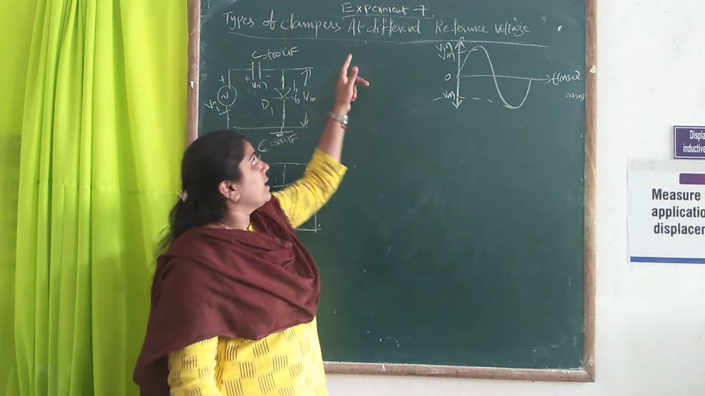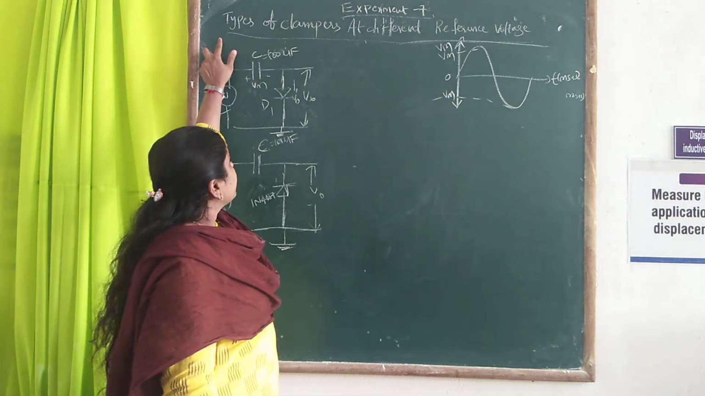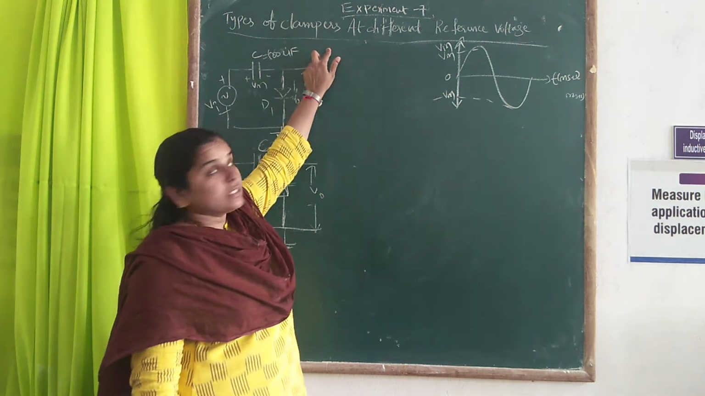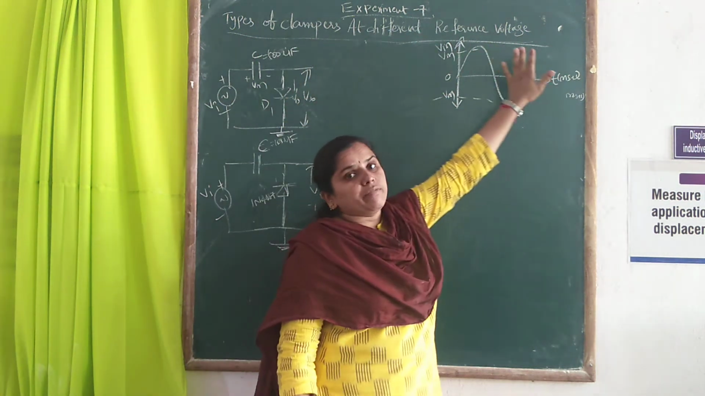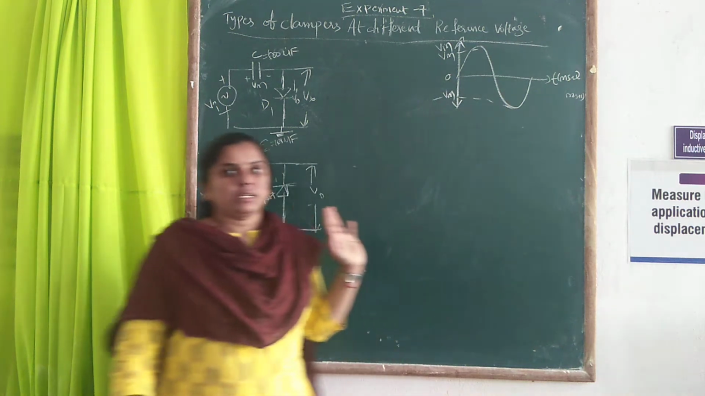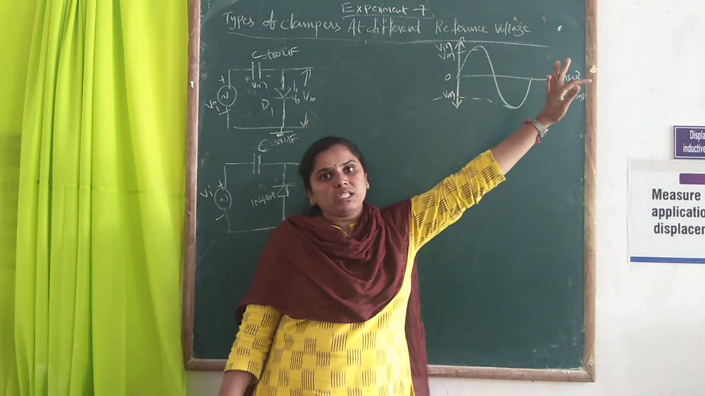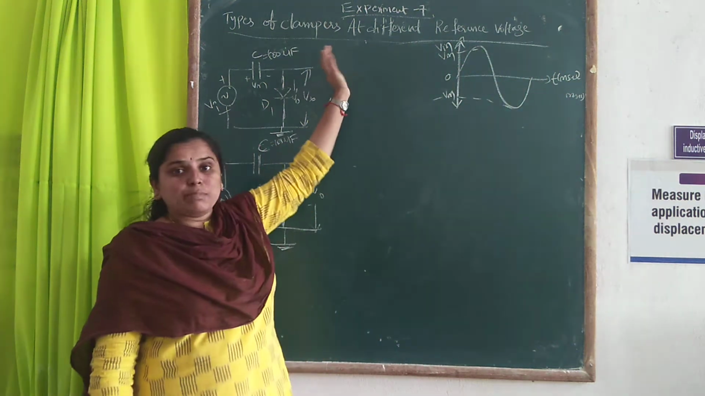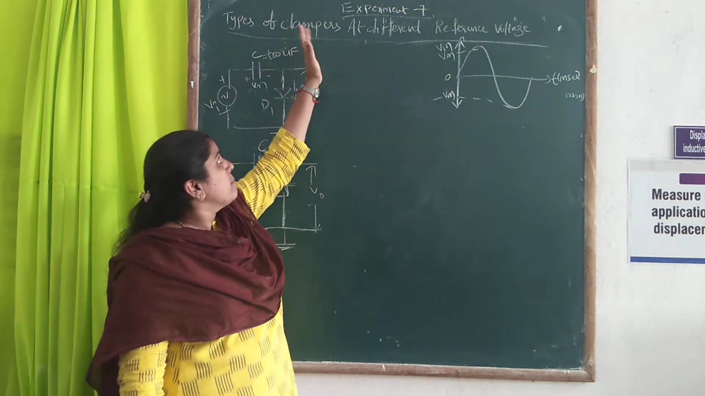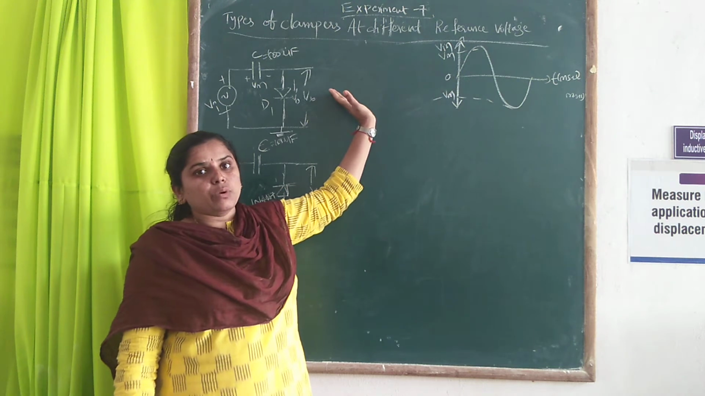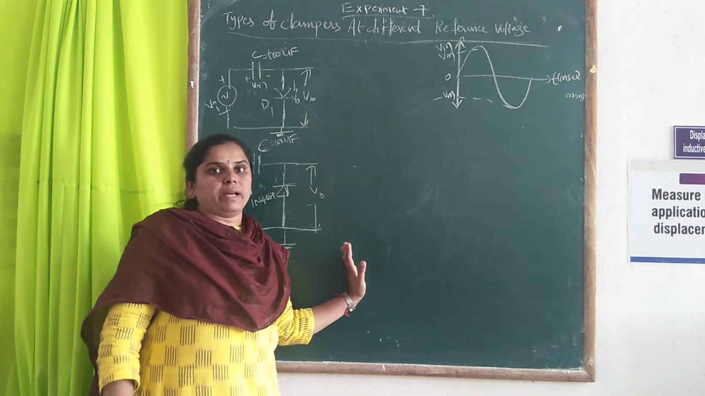Next experiment is experiment 7. So that is types of clampers at different reference voltage. Okay, types of clampers at different reference voltage. So already I explained theoretically that clampers are two types, that is positive clamper and negative clamper.